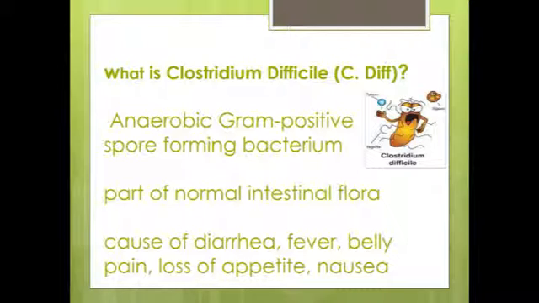Once C. difficile is established in the intestine, it produces toxins that attack the intestine lining. The toxins destroy cells and produce patches of inflammatory cells and decaying cellular debris inside the colon, which cause the symptoms of CDI, including diarrhea, fever, belly pain, loss of appetite, and nausea.